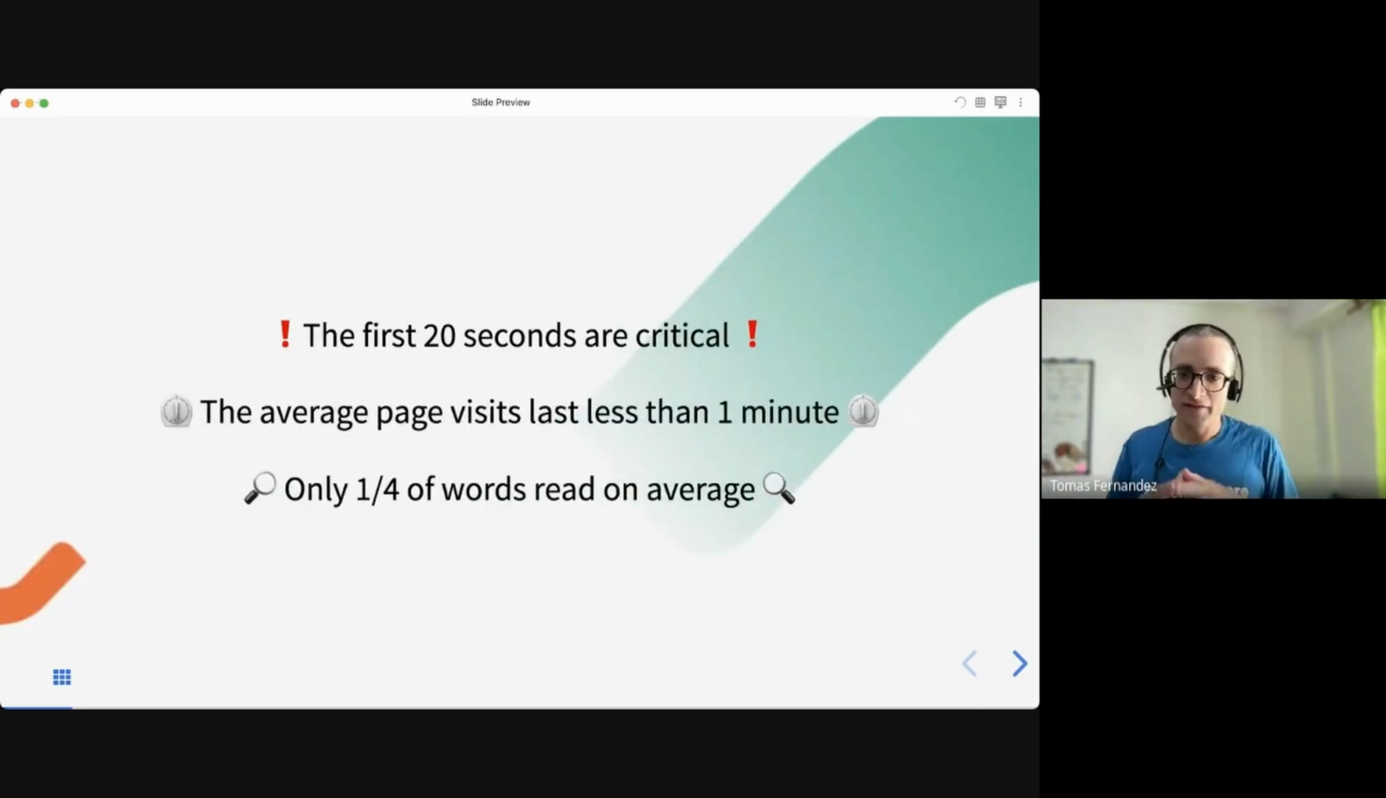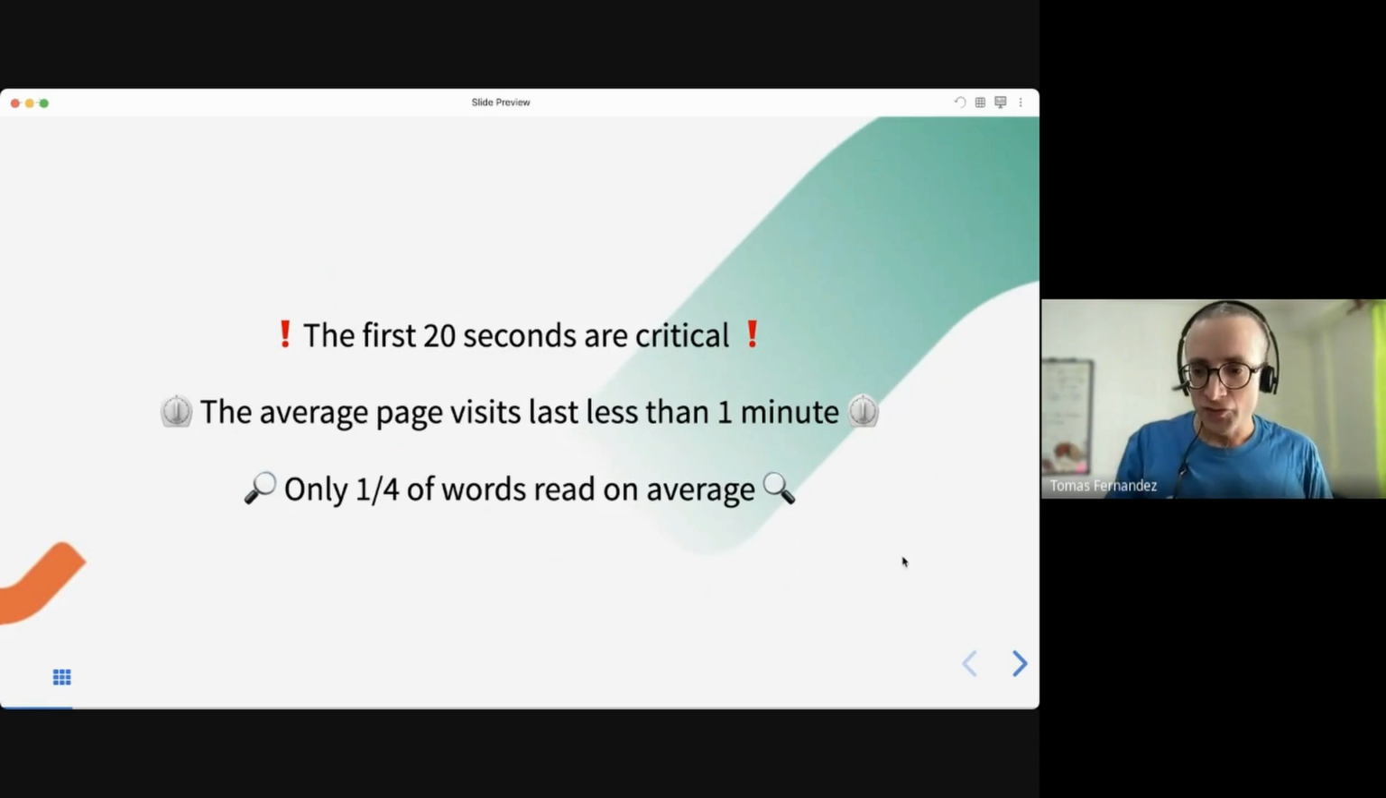The first 10 or 20 seconds are critical. This is the window you have to grab the attention of your potential reader. On average, page visits last less than a minute, so people don't read everything. Most people won't read the article from top to bottom. They will scan it and pick the parts they want.